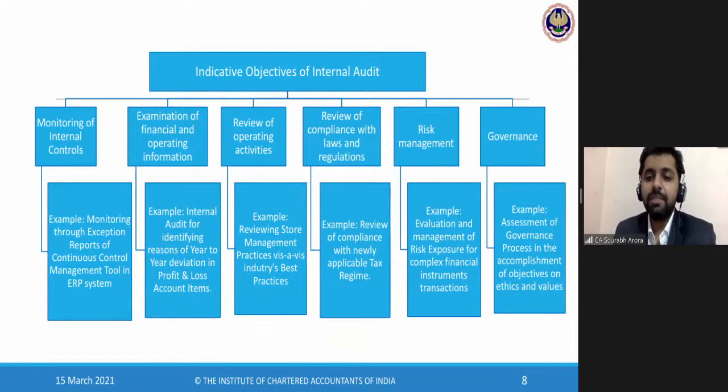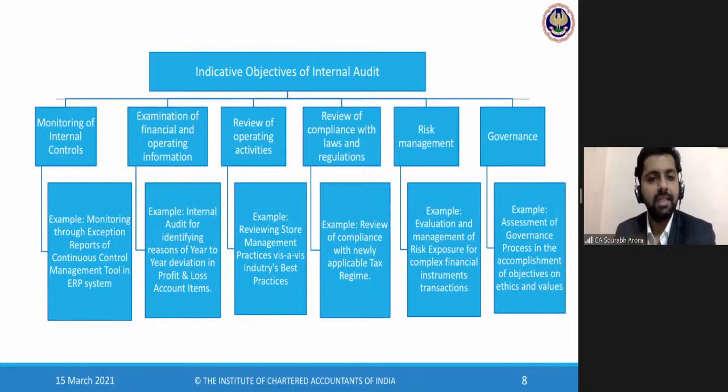So risk management. Risk management could be evaluation and management of risk exposure for complex financial instrument transactions, for example, hedging, a derivative, or maybe cryptocurrency. If the company is investing in cryptocurrency, whether it is safe or not, and how much hedge should be taken to cover the loss over there. And then the governance: assessment of governance process in the accomplishment of objectives on ethics and values. So this could be one of the examples of the indicative objectives of internal audit.